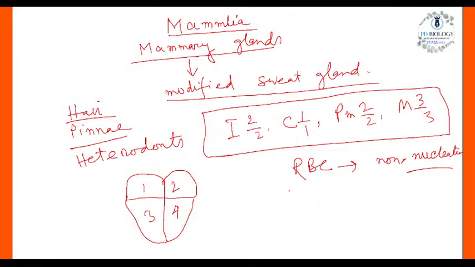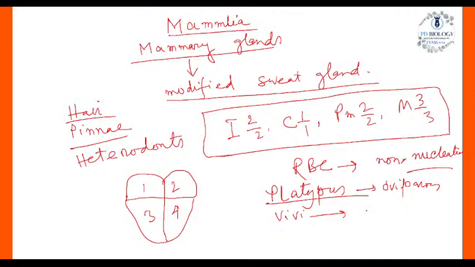They are viviparous with few exceptions, that is the Platypus. The Platypus, the Ornithorhynchus anatinus, that is oviparous. There are viviparous examples, that is Macropus major, the kangaroo. Flying fox, these are viviparous.